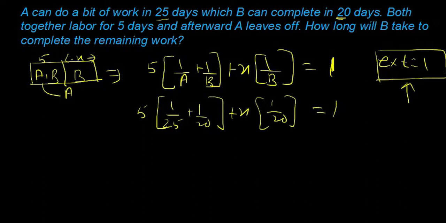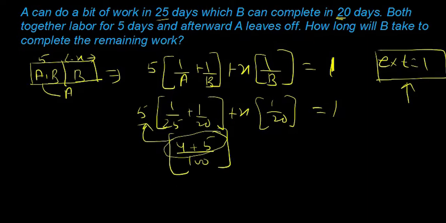LCM of 25 and 20 is what? 100. So this is 4 plus 5. So 4 plus 5 is going to be 9, and 9 5s are 45. So this is 45 by 100 plus x by 20 is equal to 1. Transposition is there. So what should be there?